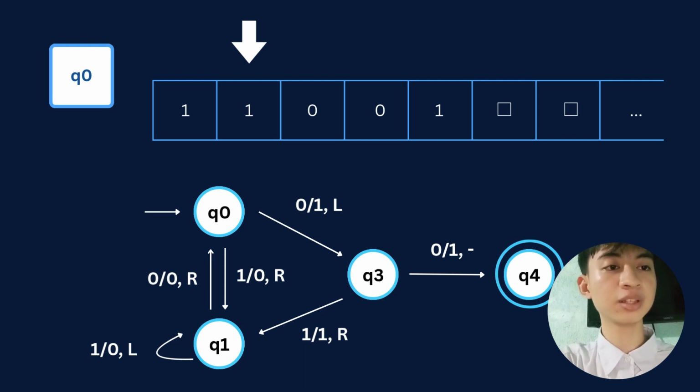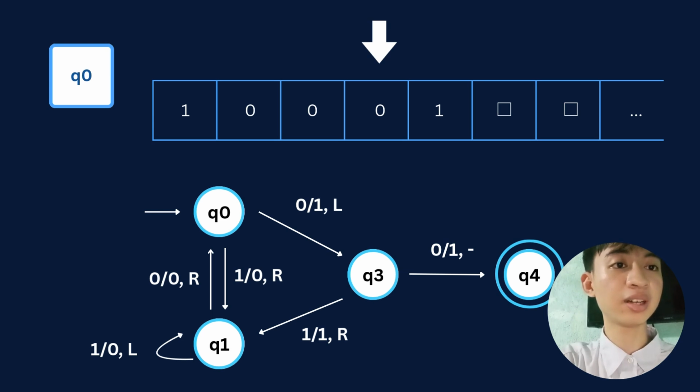So using input 1, we will transition to Q1, and with the output of 0, so we'll change 1 with 0 and move the tape head to the right. Next, we're at Q1, and we take the input again from the tape, which is 0. Then we'll transition to Q0, and the output will also be 0, so it will remain the same, and move the tape head to the right again.